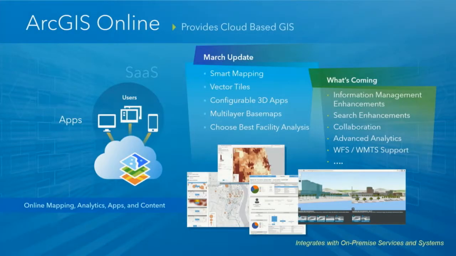ArcGIS Online provides cloud-based GIS hosted by Esri and delivered using a SaaS model. In the March update, we have enhancements to smart mapping, the ability to host vector tiles, and you can create these in Pro and publish them to online, the ability to create configurable 3D applications, and more analysis.